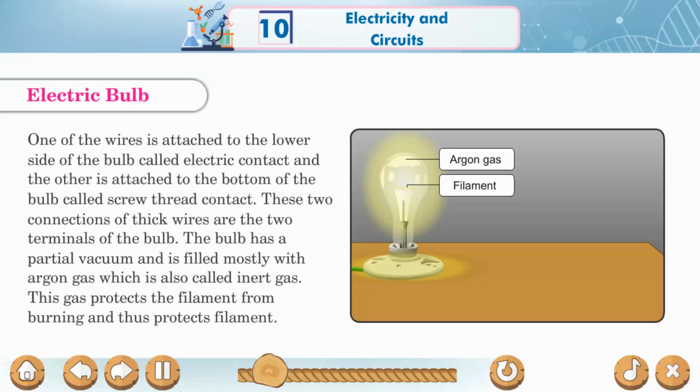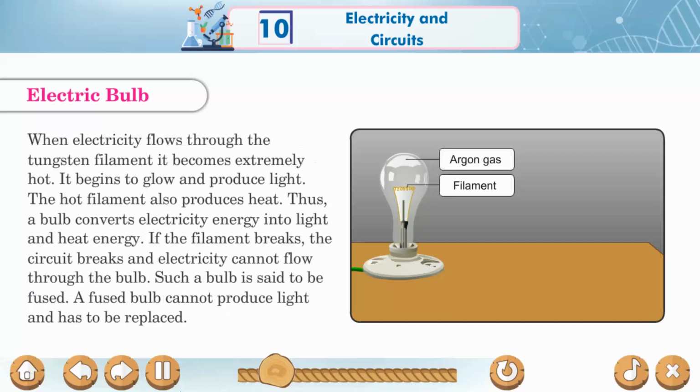The bulb is a partial vacuum and is filled mostly with argon gas, which is also called an inert gas. This gas protects the filament from burning. When electricity flows through the tungsten filament, it becomes extremely hot. It begins to glow and produce light. The hot filament also produces heat. Thus, a bulb converts electrical energy into light and heat energy.